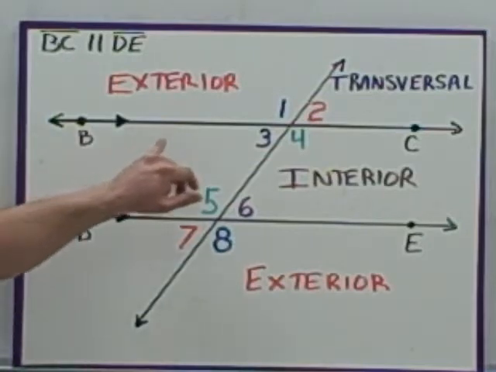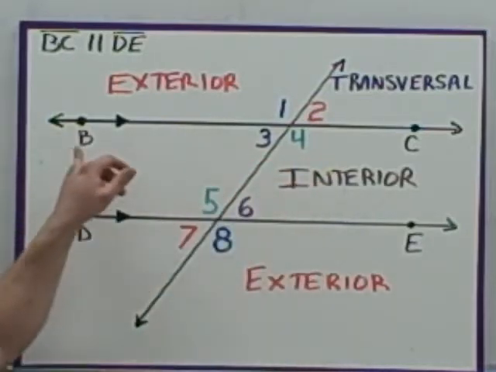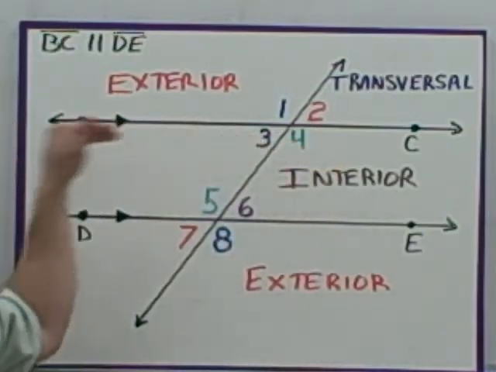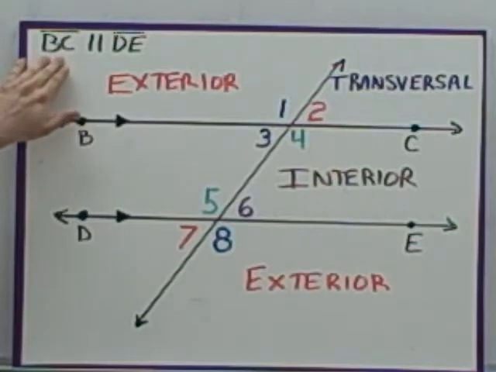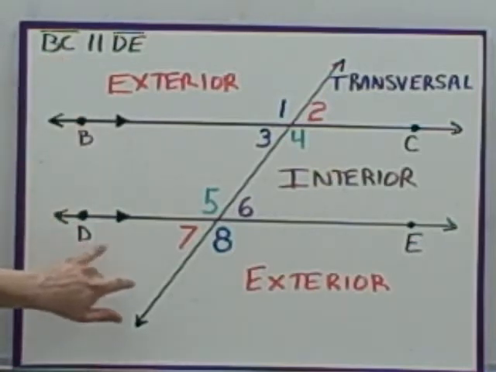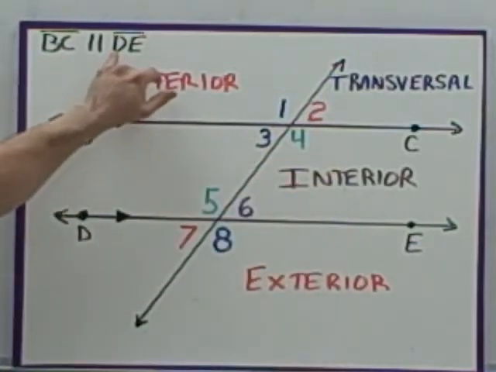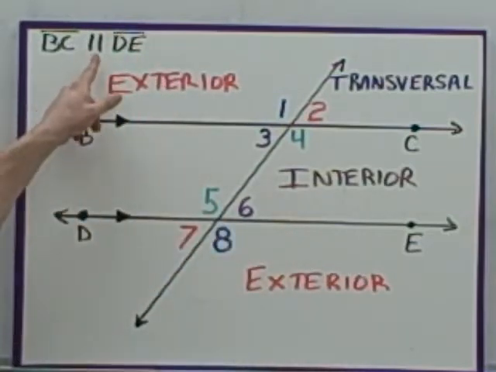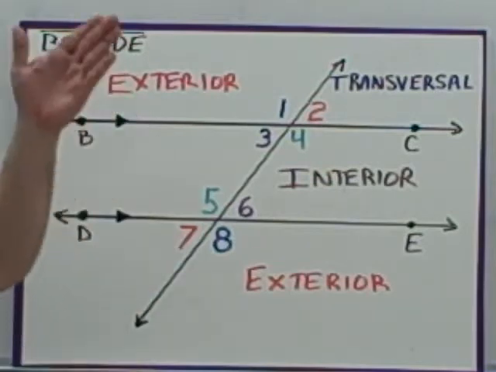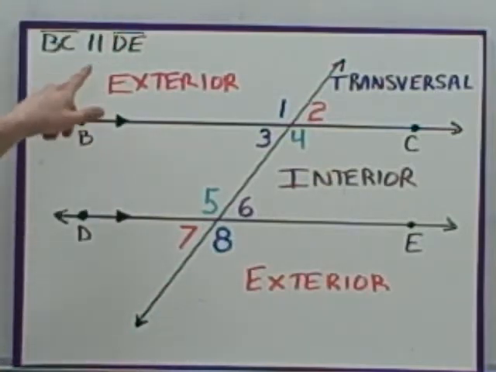You'll notice that I labeled these two lines with 4 points. BC, that's the name of that line. BC, with a line over it, is telling me line BC. Line DE, writing DE with a line over it, is telling me I'm talking about this line. And putting two lines, which kind of looks like the number 11, but they're just two straight up and down lines, is telling me that these two lines are parallel.